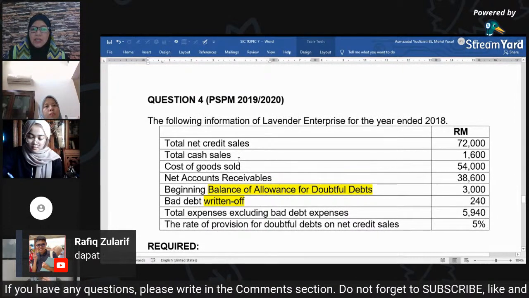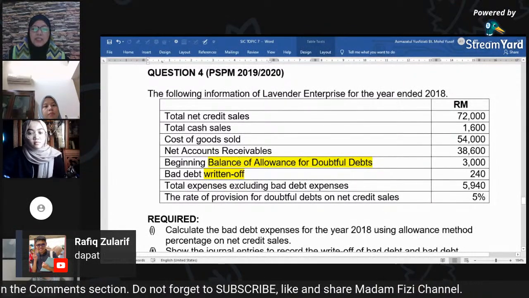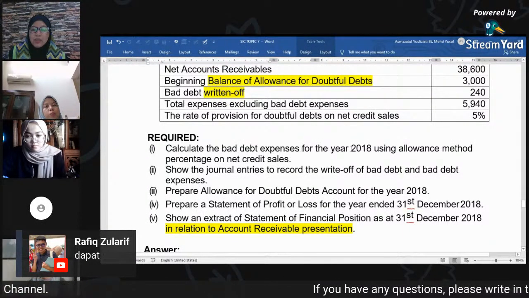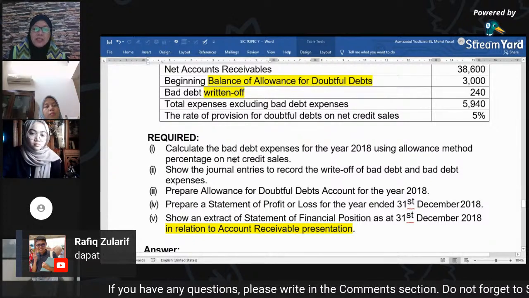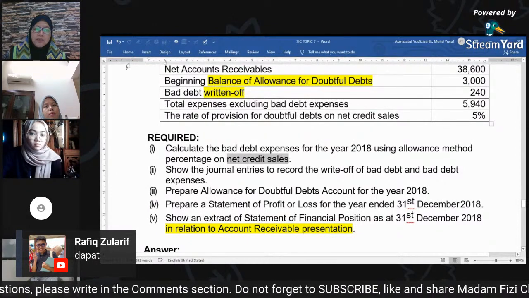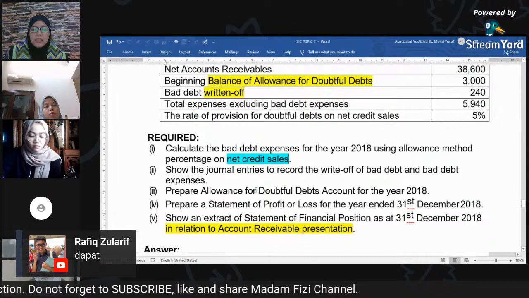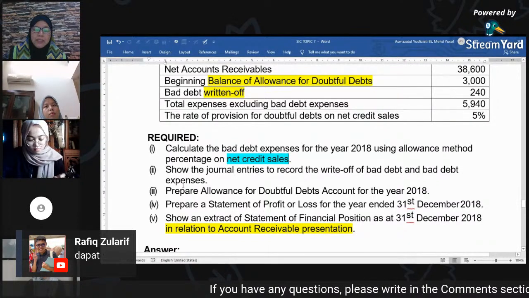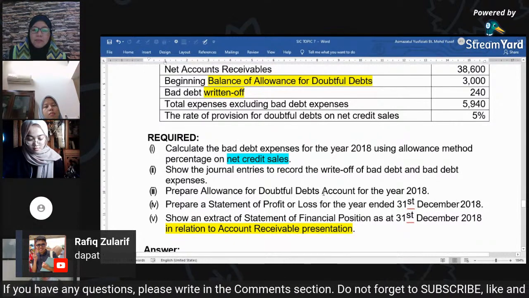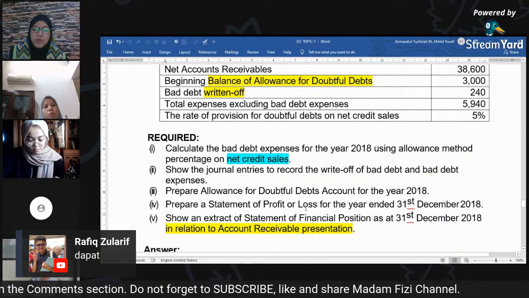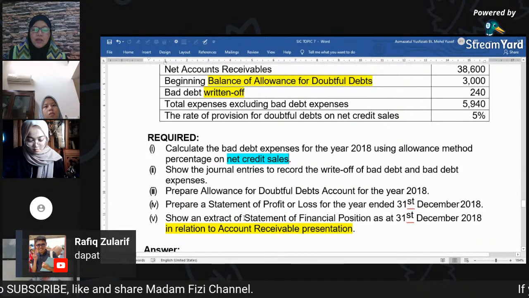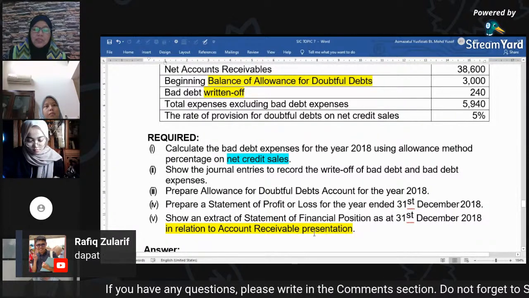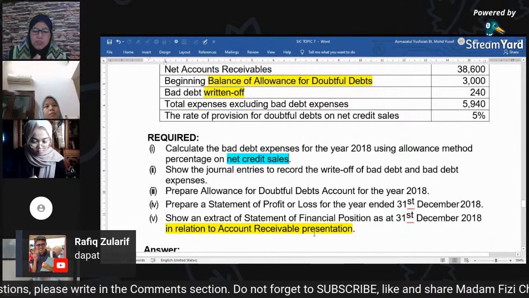The following information of Lavender Enterprise for the year ended 2018. Okay, let's first look at the requirements. 1 Roman, calculate the bad debt expenses for the year 2018 using allowance method percentage on net credit sales. If it is on net credit sales, it is simple, right? Okay, the second, 2 Roman, show the journal entry to record the write-off of bad debt and bad debt expenses. 3 Roman, prepare allowance for doubtful debt accounts. 4 Roman is prepare statement of profit or loss. And 5th Roman is to show extract of financial position in relation to accounts receivable presentation. Meaning, in the financial position, write the accounts receivable section only.